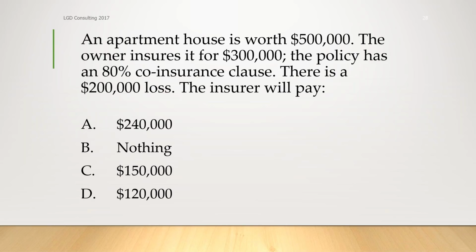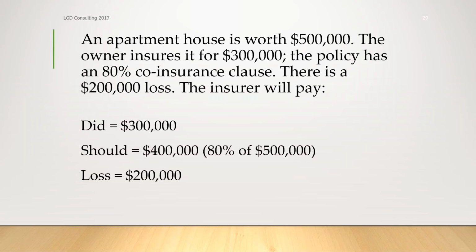So an example is we have an apartment house that's worth $500,000. The owner insures it for $300,000. The policy has an 80% coinsurance clause, and there is a $200,000 loss. So the insurer will pay, and some people think, well, they probably pay the $200,000 minus the deductible, but that's not one of your answers. So we want to plug them into the formula. Remember how much insurance you did have. Let's calculate that. Well, the question says we have $300,000.